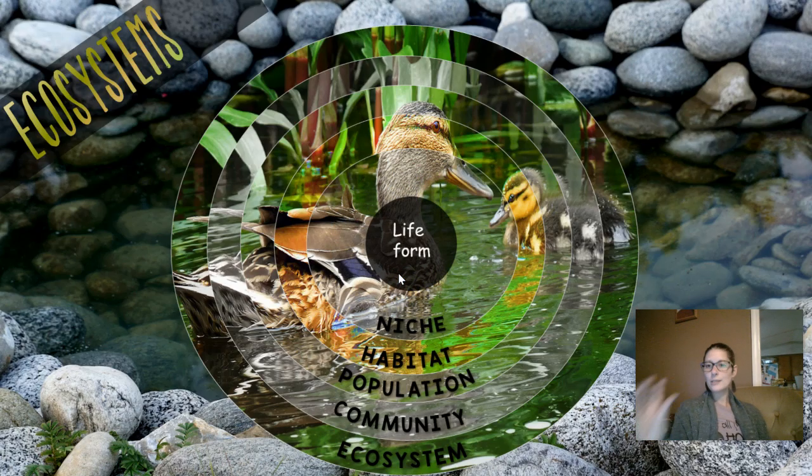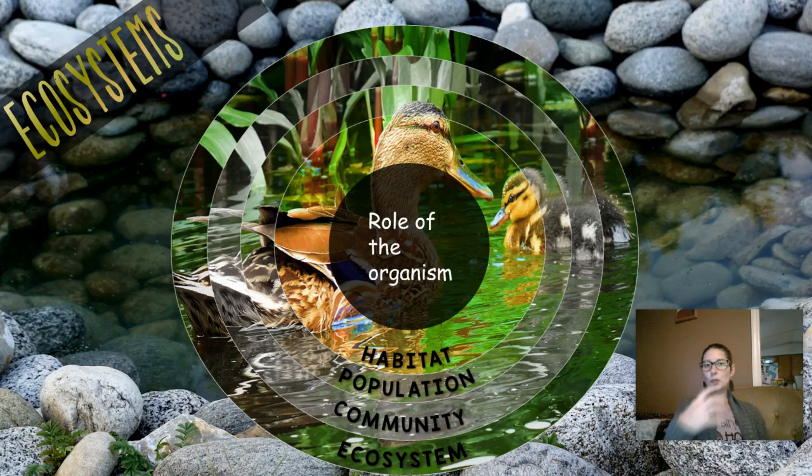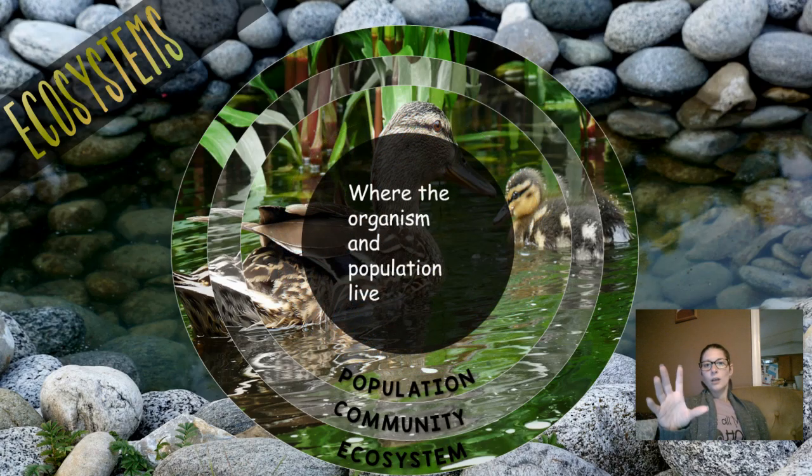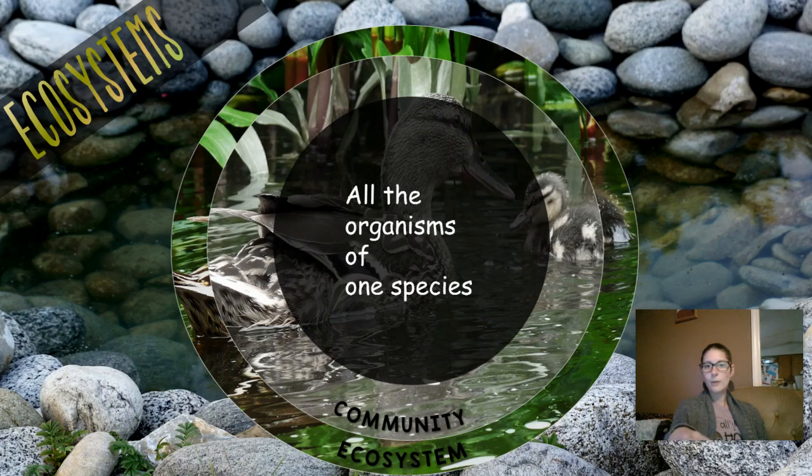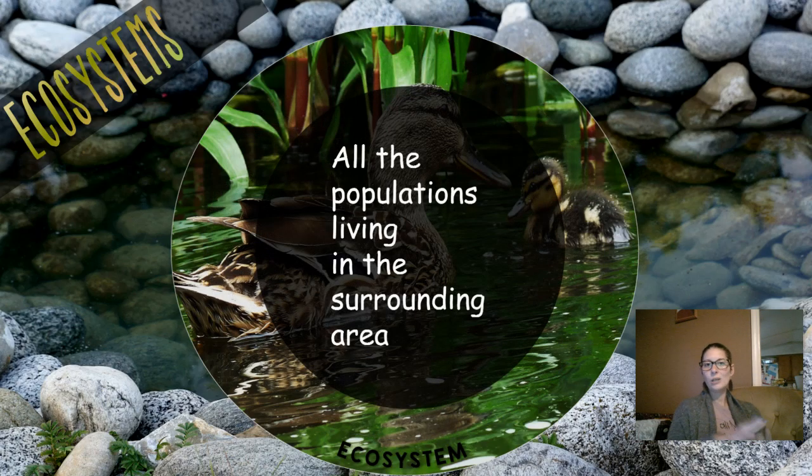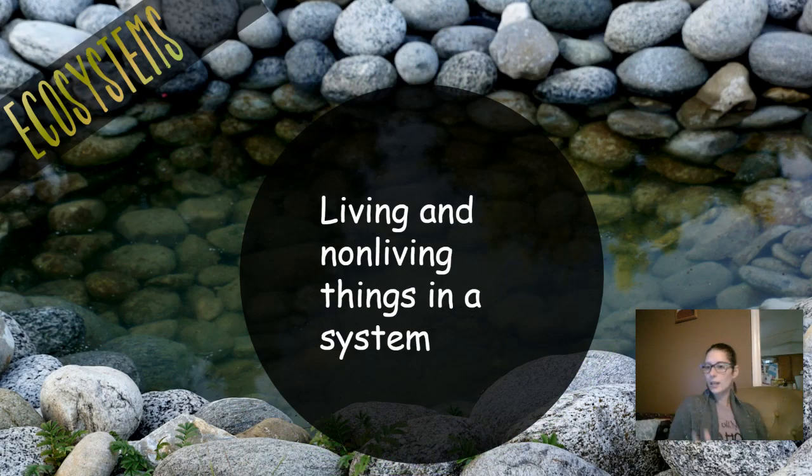So the organism is the life form, okay? So maybe it's the duck, like in the picture. The niche is the role of the organism. What is it doing? And then you've got where the organism and population live. That was the habitat. This is the population, all of the organisms of one species. So all of that species together, okay? And then the community is all of them living in that surrounding area. And then the ecosystem is all of it together, okay? So the ecosystem is the big outside circle, and then everything else gets smaller and more specific.